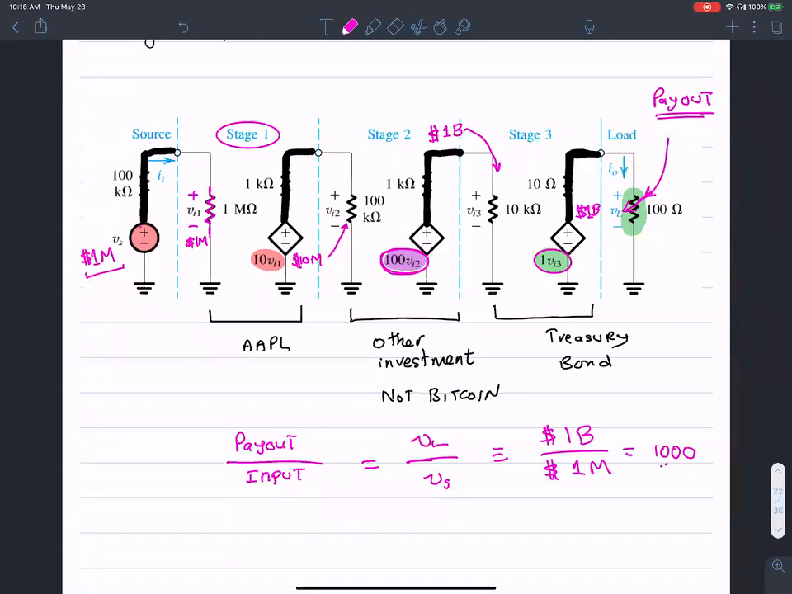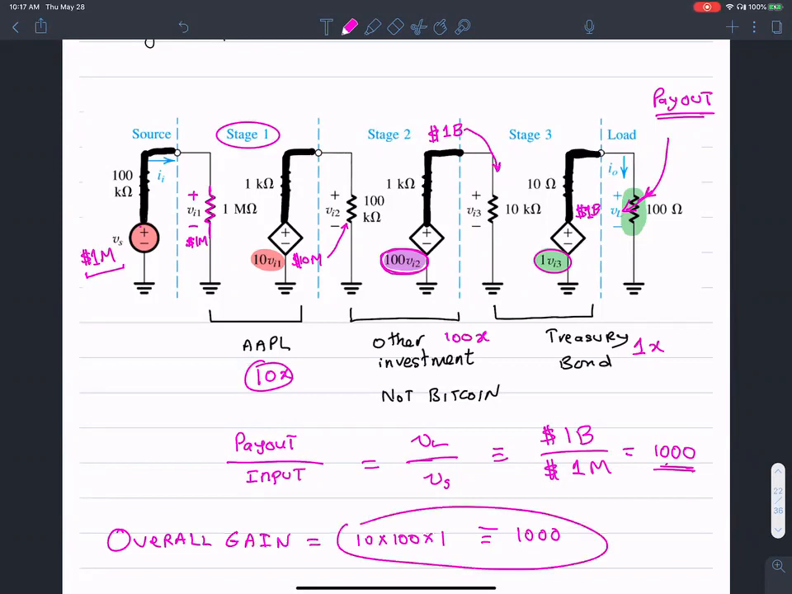You can see that this gain of 1,000 really is the product of a 10x gain given by Apple, a 100x gain given by this magic mystery investment, and a 1x gain given by the bonds. So 10 times 100 times 1 is the overall gain. That's what you're interested in, the overall gain. Overall gain is 1,000, and now you're a billionaire. That's your final payout. Does that make sense? This is all under the assumption that there is no source resistance.